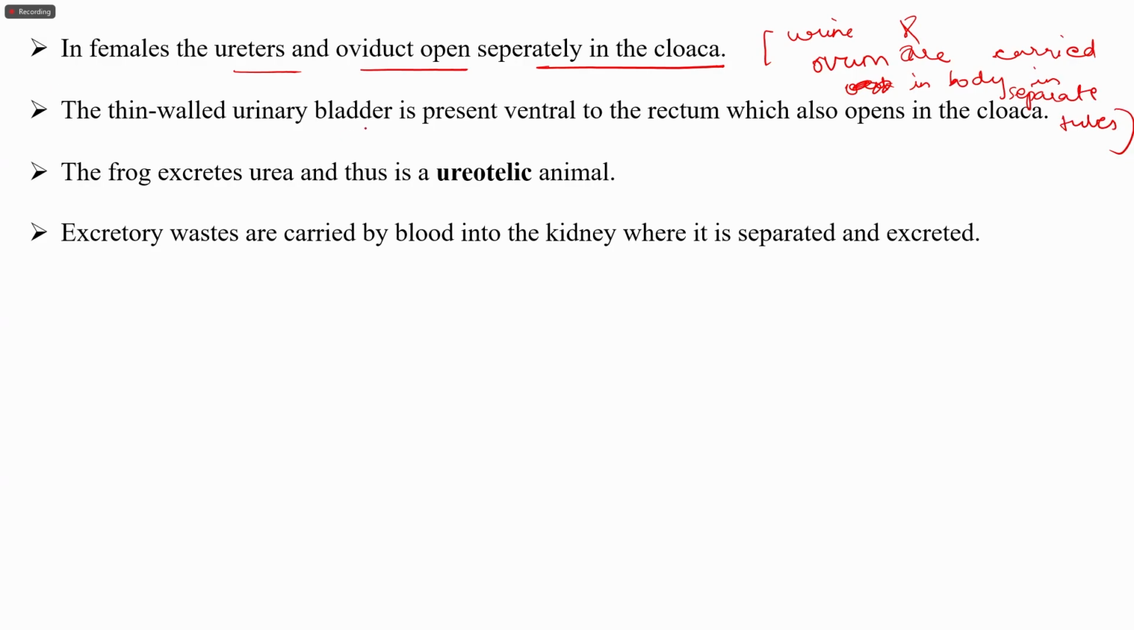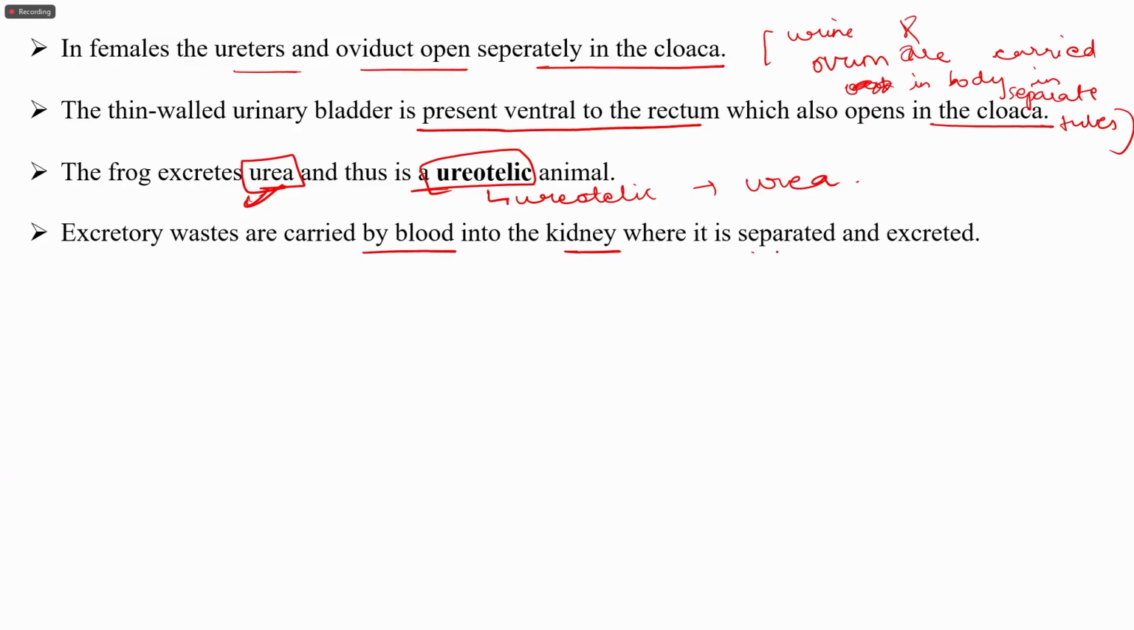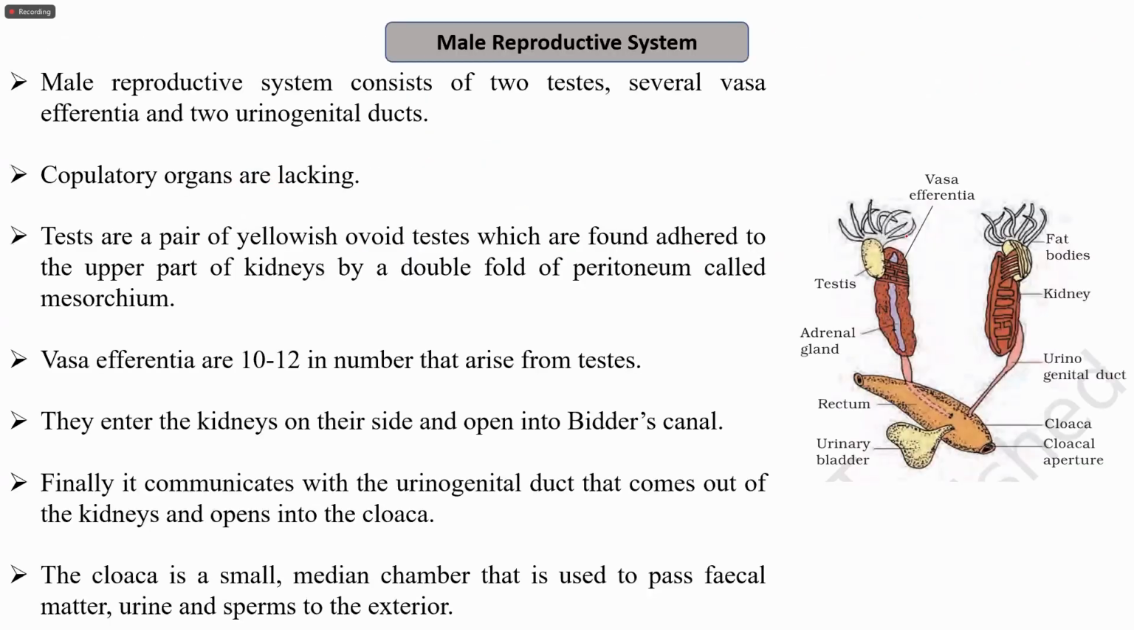The thin-walled urinary bladder is present ventral to the rectum, which also opens in the cloaca. The frog excretes urea. Its excretory material is urea and it is ureotelic, that is, it excretes urea, while the cockroaches were uricotelic, they were excreting uric acid. Excretory waste is carried by the blood into the kidney where it is separated and excreted.